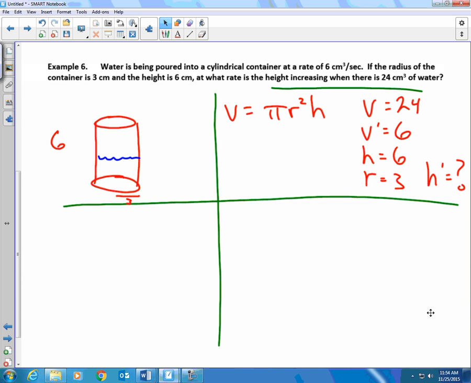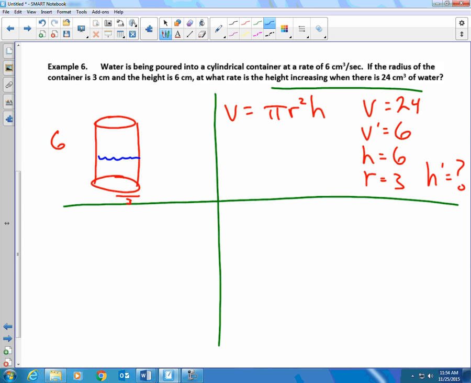Okay, so we have pi r squared h. If we were to take the derivative right now, you told me that you would come up with an r prime and an h prime. We are looking for h prime, but do we have any way of finding r prime? No, so let's get rid of it. And here's how we can do it.